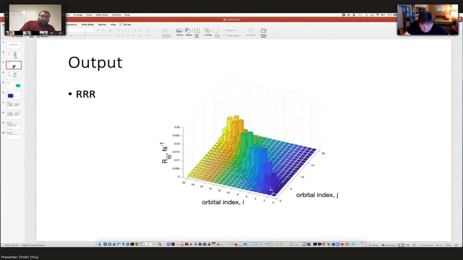So our major output from this is the RRR file, and I have a visualization of the Redfield matrix here. And what this is showing is the relative rates that the electron and hole relax, right?